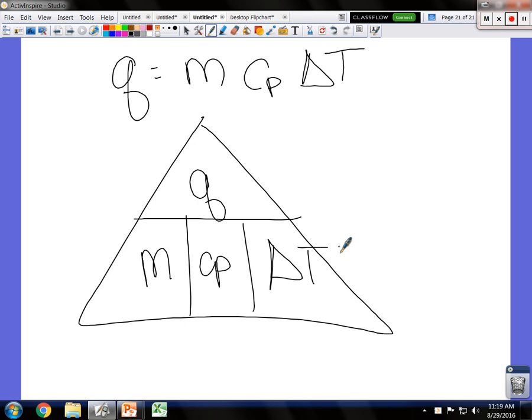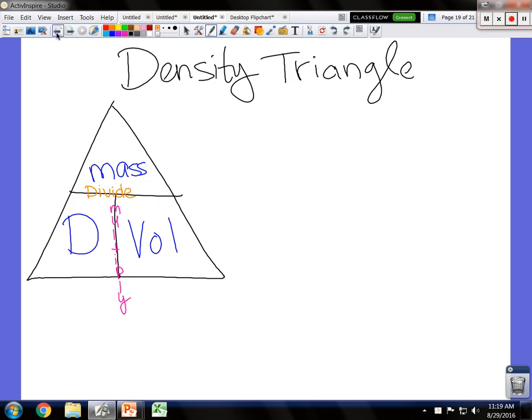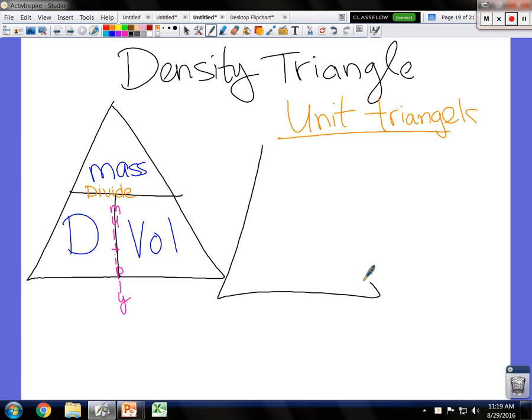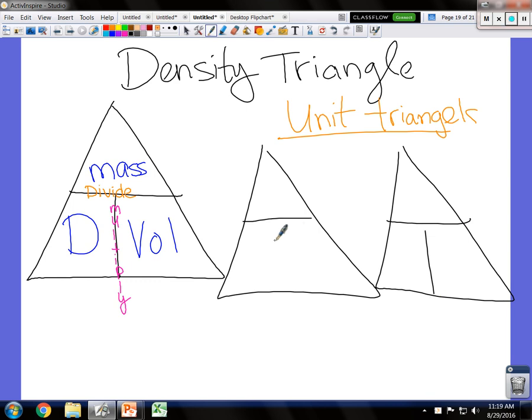Okay. Now, the one thing I want to go back and add is this part. The unit triangles. Now, I told you you're going to have to draw 3 triangles. This is where the other 2 come into play. And they're just as important. All right, and this one is going to be for solids, and this one's going to be for liquids and gases.